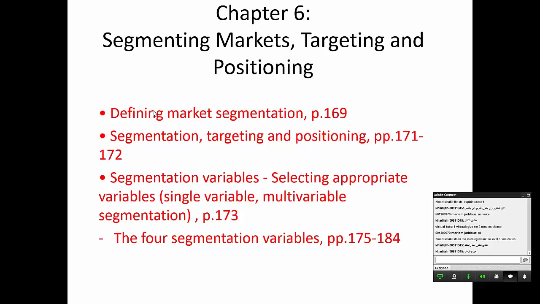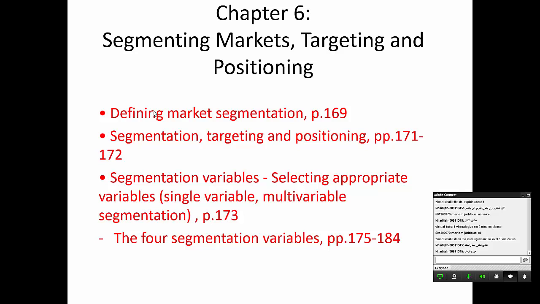Okay, chapter number 6 is related to segmentation, targeting, and positioning. Those three strategies usually come together in marketing. Most of the time they call it STP because they come together. S refers to segmentation, T refers to targeting, and P refers to positioning.